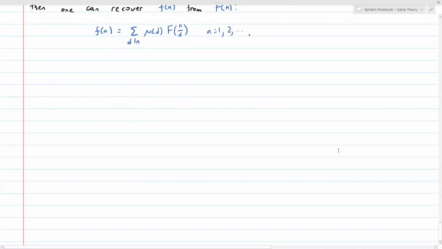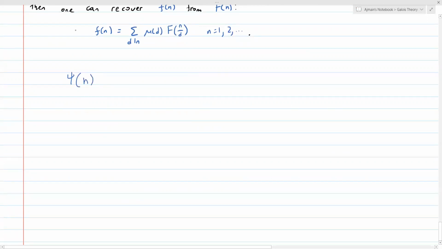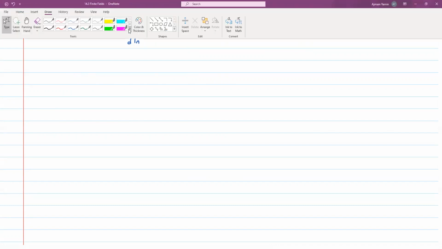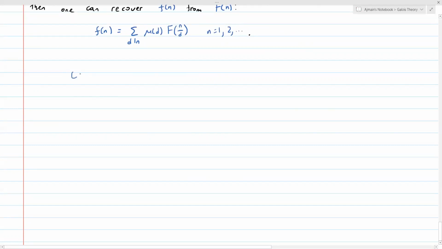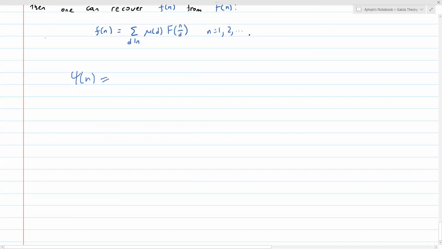So let's see how this is done. Let's define psi(n) to be the number of irreducible polynomials of degree n in the polynomial ring F_p[x]. So we want to count psi(n).